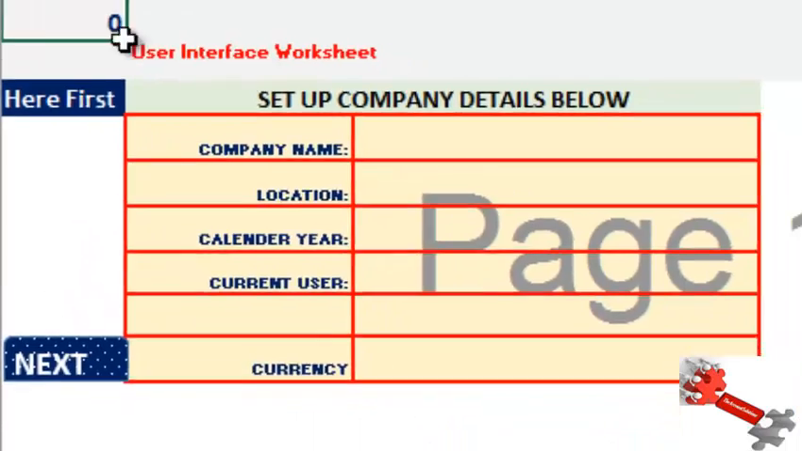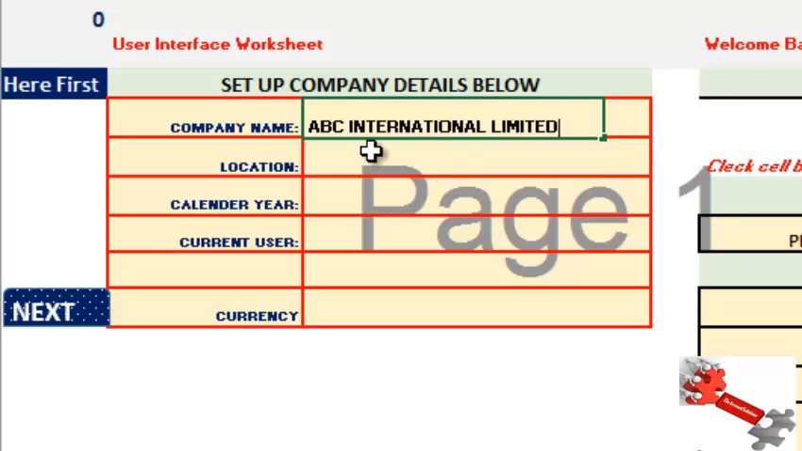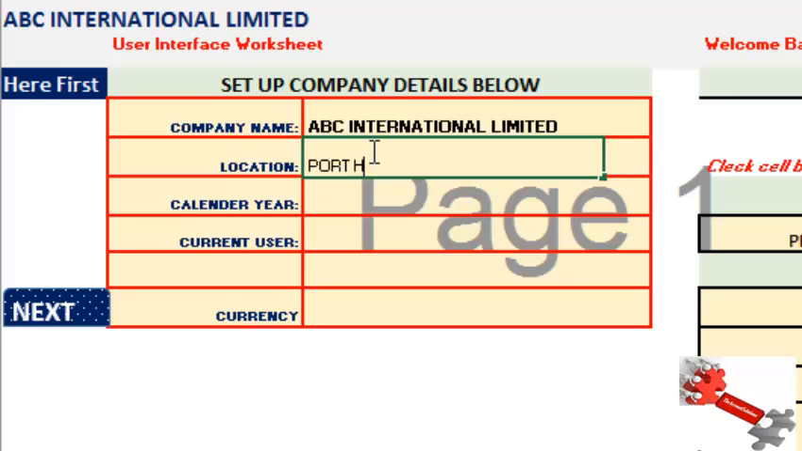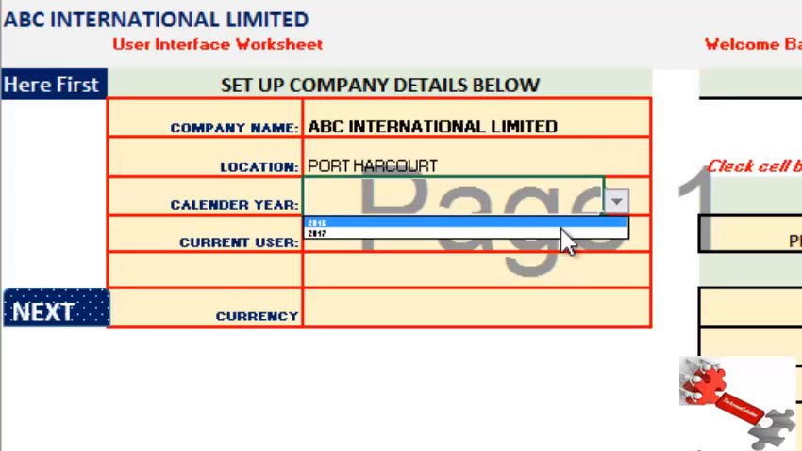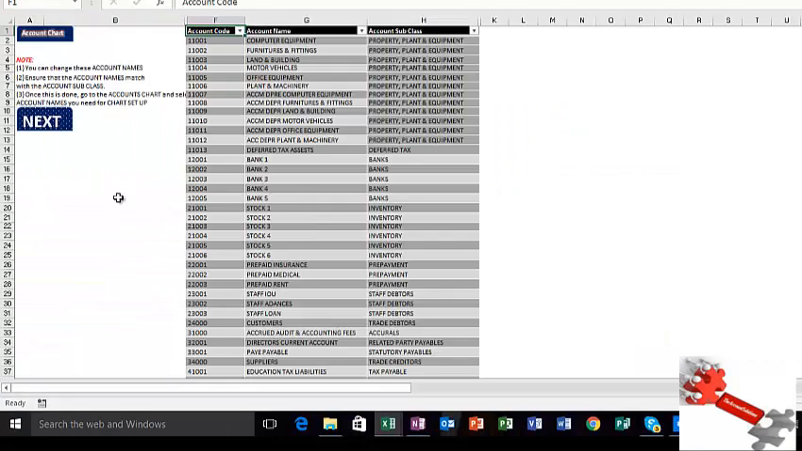You go to next and you set up your company details. First of all, I'll pick the company's name, ABC International Limited. Location, let's say Port Harcourt. Calendar year, just pick 1 year, 2017. Current user, I'll just put Benjamin. Okay, you can just ignore currency. Now you get to next.